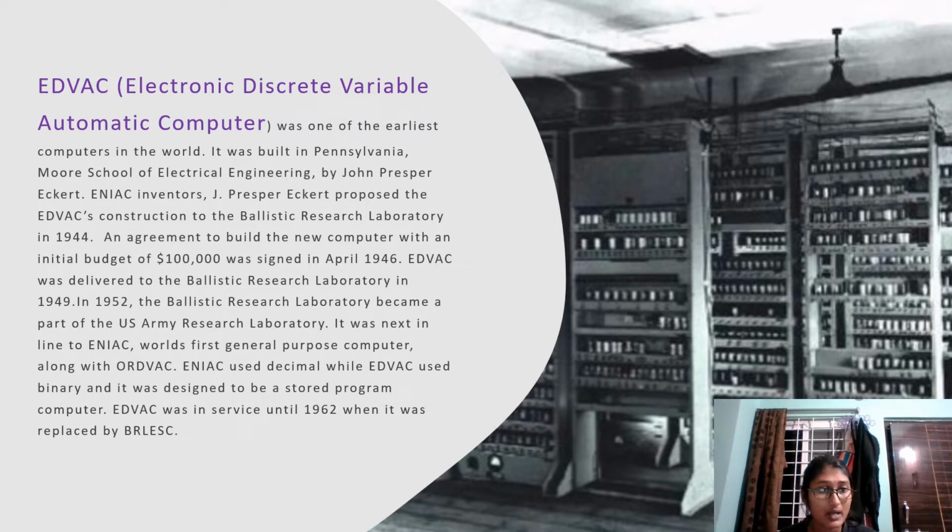EDVAC was delivered to the Ballistic Research Laboratory in 1949. In 1952, the Ballistic Research Laboratory became a part of the US Army Research Laboratory. It was next in line as a general purpose computer along with ENIAC. ENIAC used decimal while EDVAC used binary. It was designed to be a stored-program computer. EDVAC was in service until 1962, when it was replaced by BRLESC.